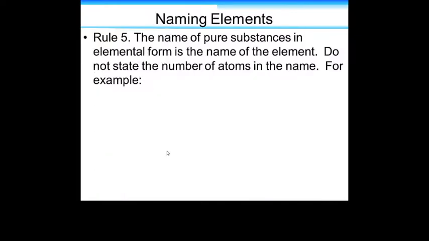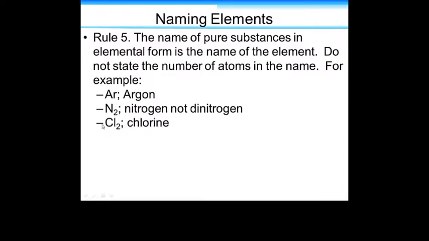Rule 5, if you have a pure substance in its elemental form, you do not state the number of atoms. What does that mean? Well, argon, okay, it's only one atom, so that's easy. It's just argon. But nitrogen, remember, like I said earlier, nitrogen is just named nitrogen gas. It's not dinitrogen. So the N2 is only composed of nitrogen, so we don't say dinitrogen. Same thing with chlorine. Chlorine gas, not dichlorine.